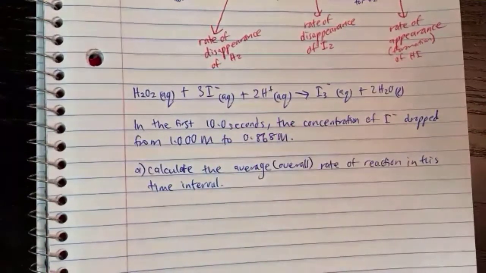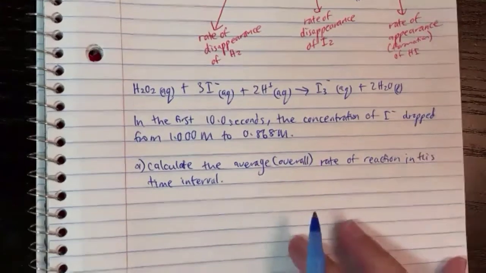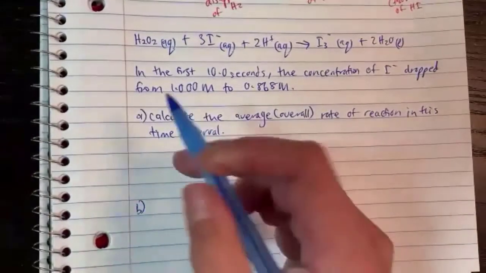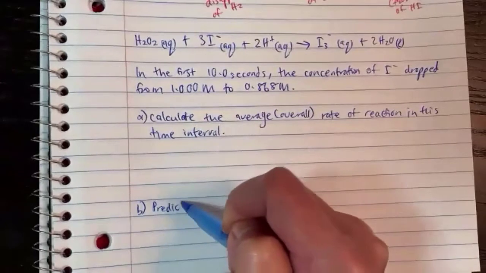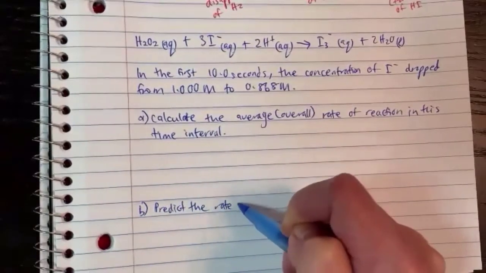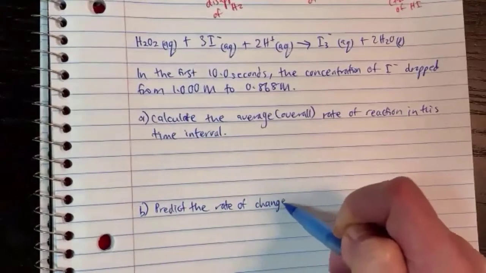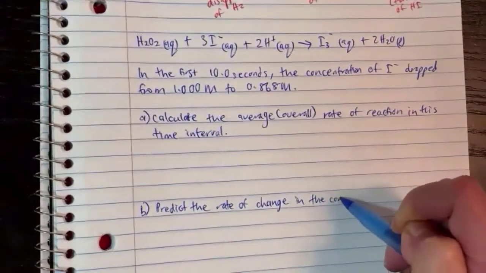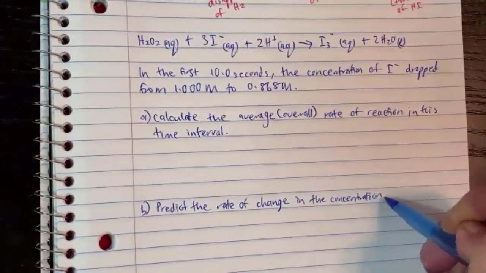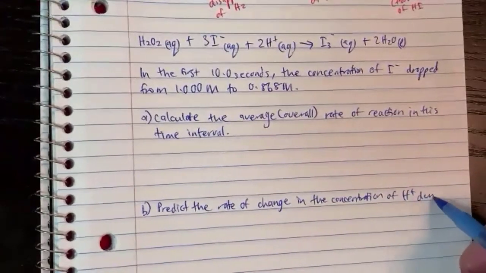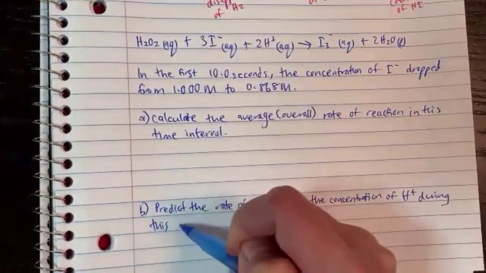The reason they say in this time interval is because over time, in the later time intervals, it does slow down even more. So they're just saying, let's look at this first 10 seconds and you tell me what's going on. It will change for the next 10 seconds. So that's a one part question. And then on part B, I'm going to write on the bottom here: predict the rate of change in the concentration of H plus during this time interval.